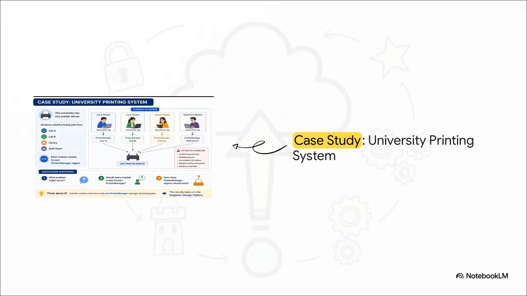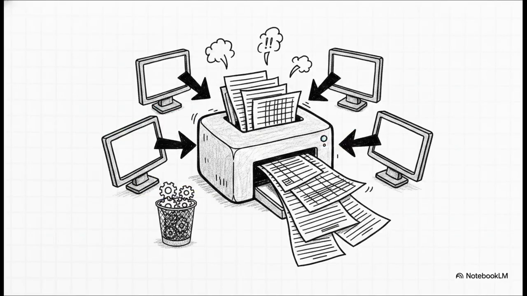Let's look at our university setup. You've got Lab A, Lab B, the library, and the staff room. In a naive software design, each of these modules is instantiating completely separate printer manager objects. But here's the catch. There is only one physical printer server. It's literally like having 4 steering wheels hooked up to the same car, with 4 drivers aggressively trying to turn at the exact same time. And yeah, you guessed it, it's a complete disaster.